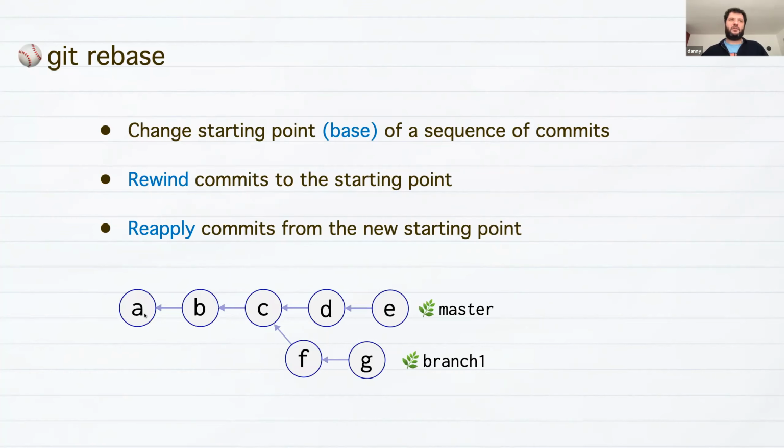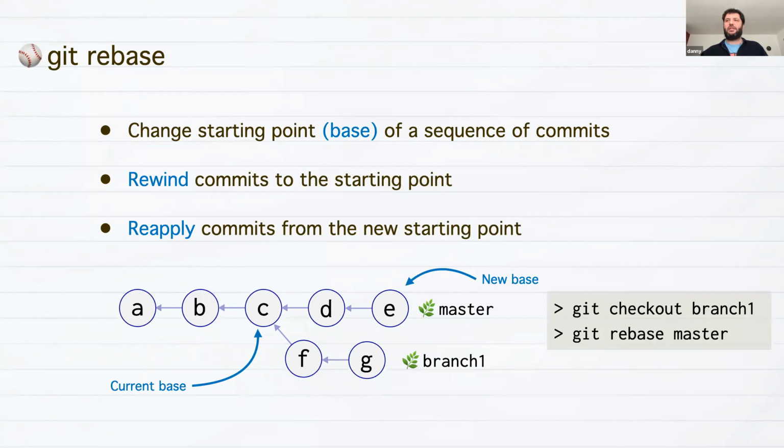Here is our starting point. We have a branch master, A, B, C, off of which became a branch 1. So branch 1 goes A, B, C, F, G. So the base of branch 1 is C, but then master has some extra commits on it, D and E. So my original starting point, my original base is C. And what I want to do is I want to change my branch as if instead it comes off the end of master. So the new base is E.